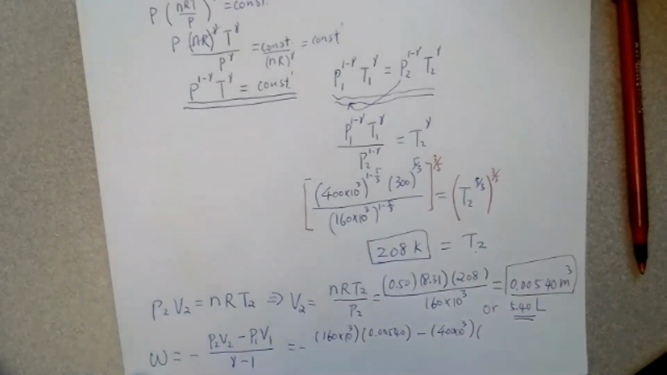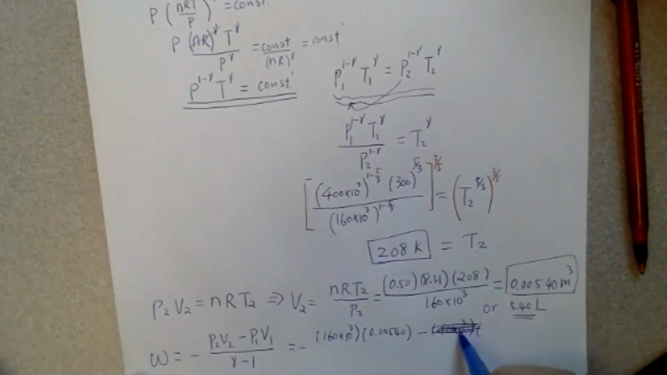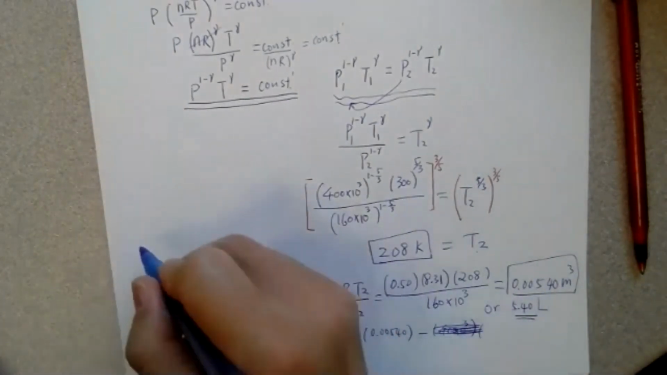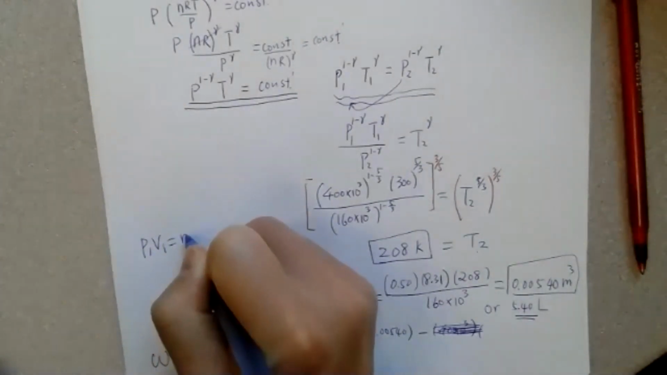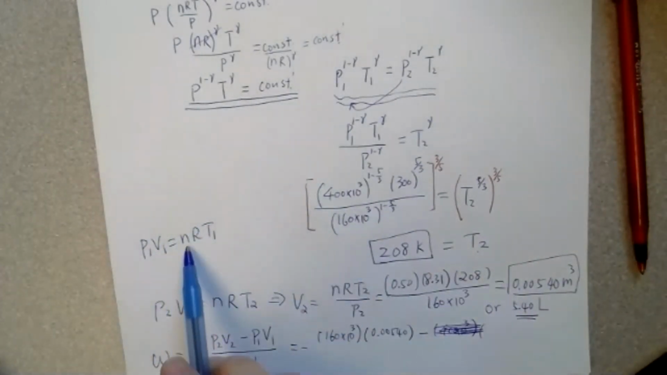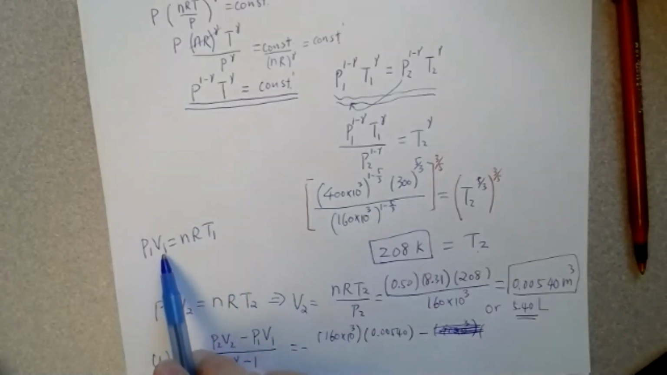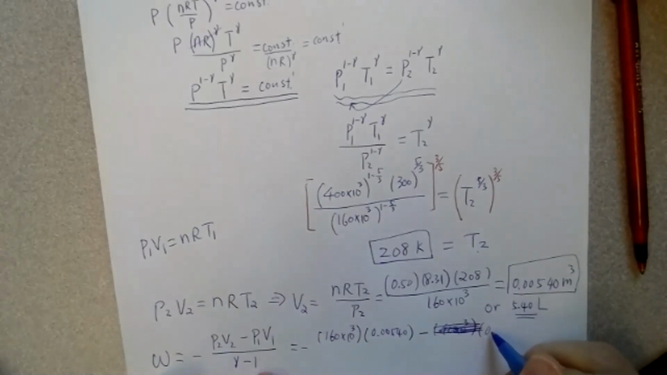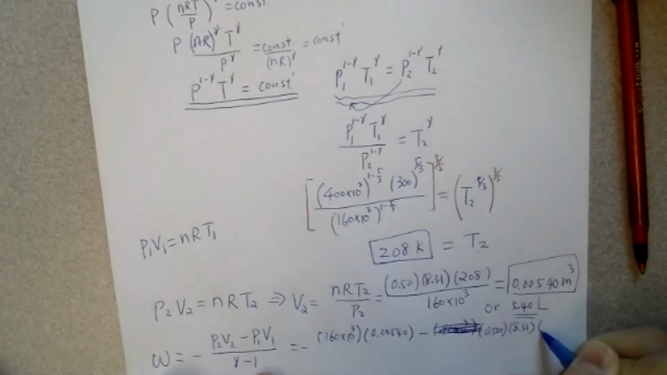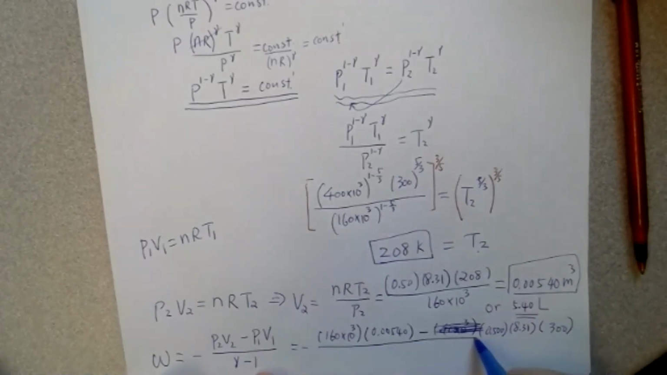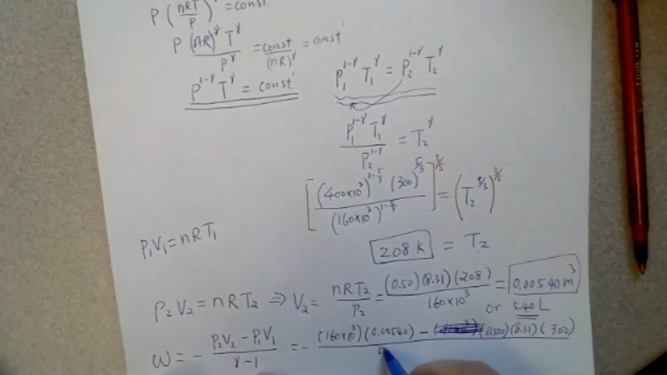We actually don't have V1, but that's fine. I didn't do it this way. I use the relation that, remember, for ideal gas, P1V1 is equal to nRT1. So I actually use nRT1 instead of P1V1. So I use 0.5 moles times 8.31 times T1. T1 is given, 300 K, divided by gamma minus 1, so 5 over 3 minus 1 in the denominator.